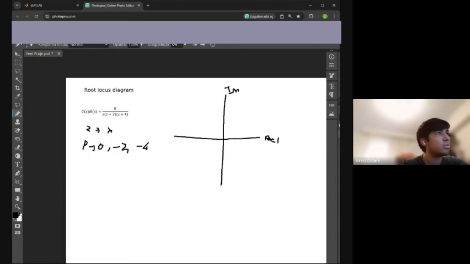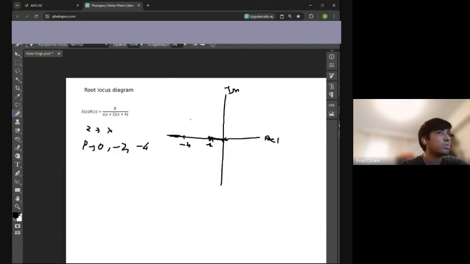Interval between 0 and -2: these are poles. And -4. Poles to the right: 0 to 1, which is odd, and therefore this interval is on the root locus, something like this. And the interval between -4 and -2: poles to the right are 0 and -2, so 2 poles. Therefore, this interval is not on the root locus. This explains why there is a gap on the real axis.